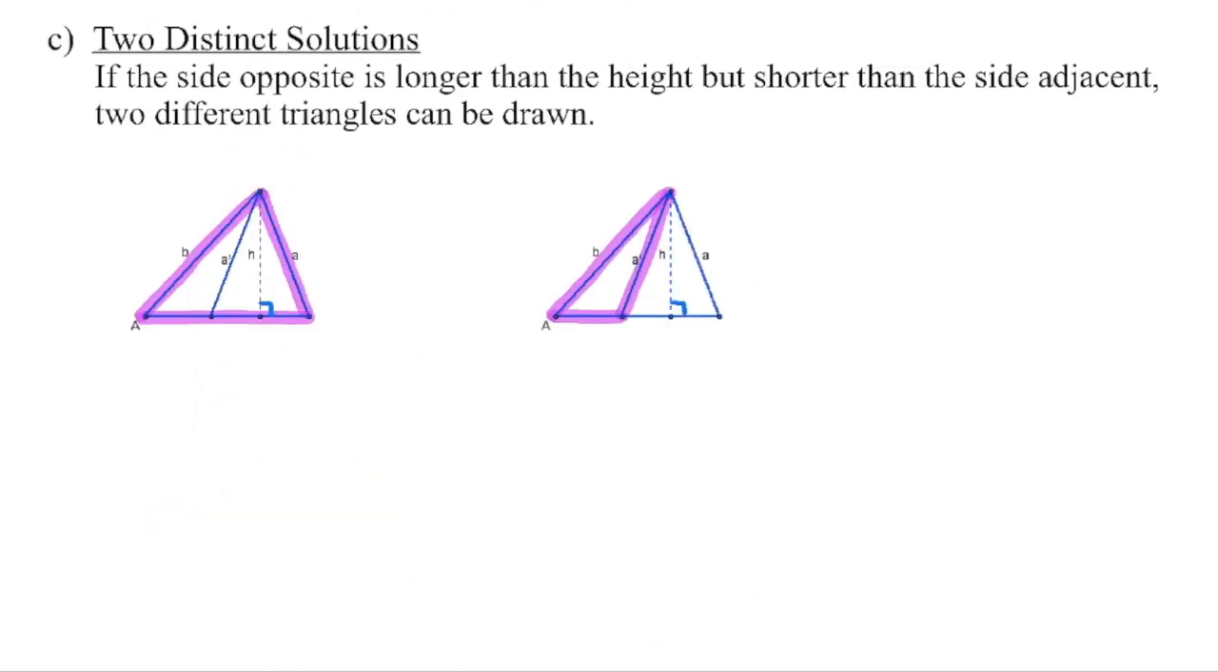If the side opposite angle A is longer than the height, so you can see here's the height, this is longer than the height, we can connect and create a triangle, but it's shorter than this side adjacent to angle A. We can also take that side here and swing it around this way, and you'll see that gives us the second triangle with that obtuse angle.